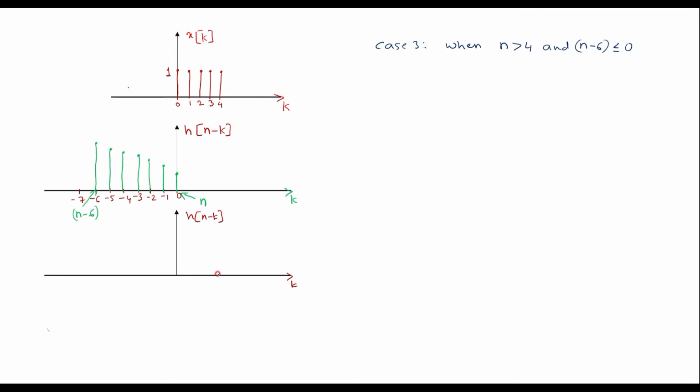Now assume that this is the fourth point, say this is 0, 1, 2, 3 and this is 4. Now we are supposed to push or move this signal h of n minus k which crosses this 4. So from here I will start. This is my first sample, this will be the second sample, this will be my third sample, this will be my fourth sample, this will be my fifth sample, this will be my sixth sample, and this will be my seventh sample.